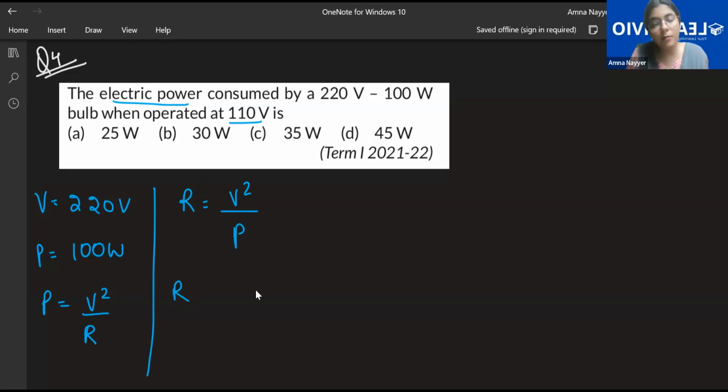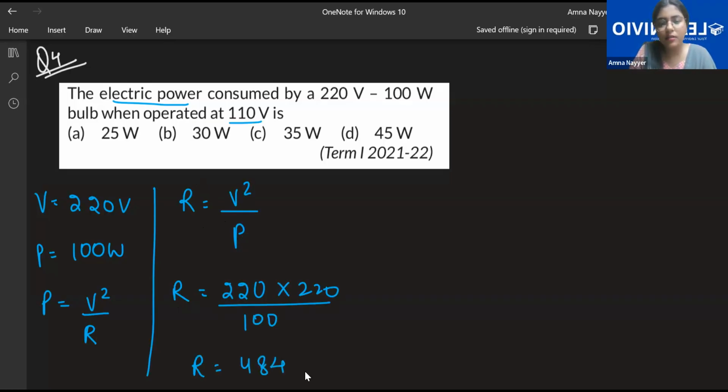And resistance will remain the same. Resistance of a material won't change. So we know, yes, resistance we can use for this. So resistance will be V square by P: 220 into 220 divided by 100. So resistance will be 484 ohm.